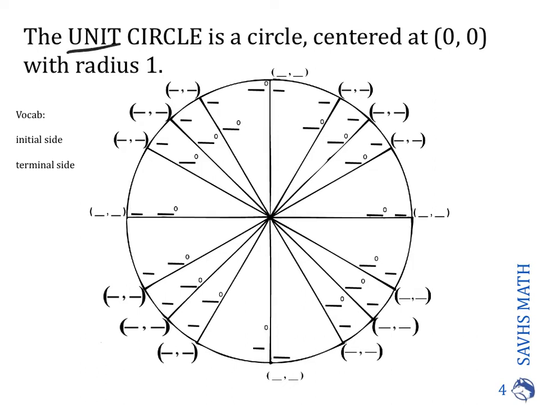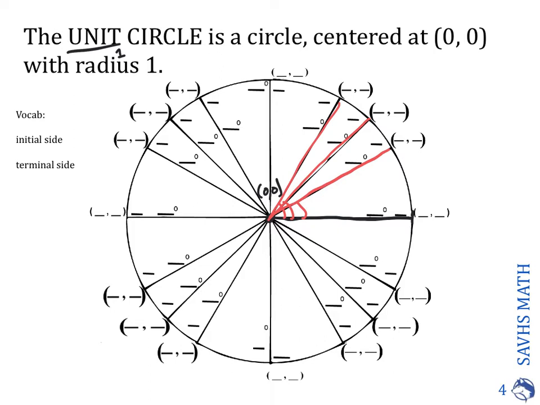The word unit means 1 typically. So the unit circle is a circle that has radius 1. So the distance from the center, which is at 0, 0, to the edge of the circle at any spot is 1. The radius is 1. If I think about the angles that I can create using this unit circle, there are a lot of them. There's this one, there's this one, there's this. Oh, look, that looks like those 30, 60, 90s and that 45, 45, 90 that we talked about yesterday.